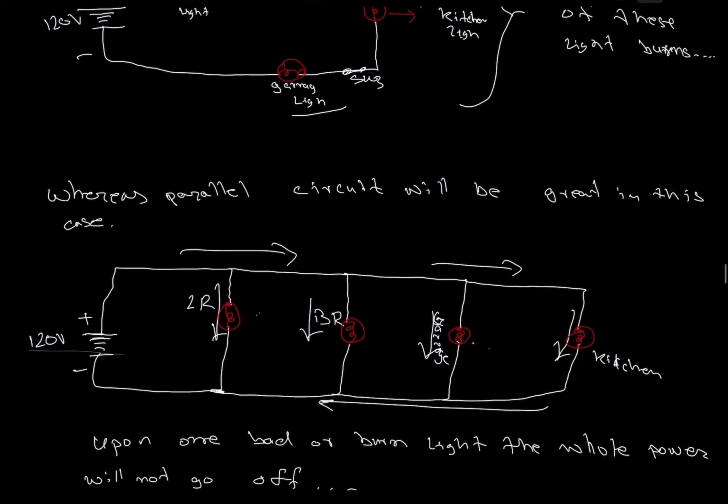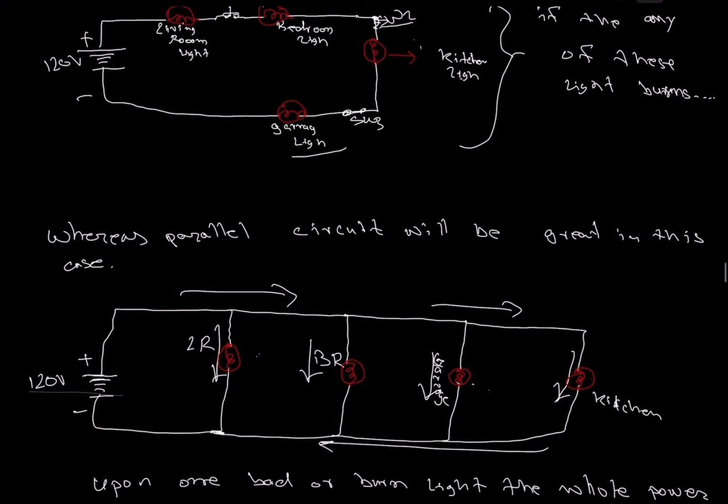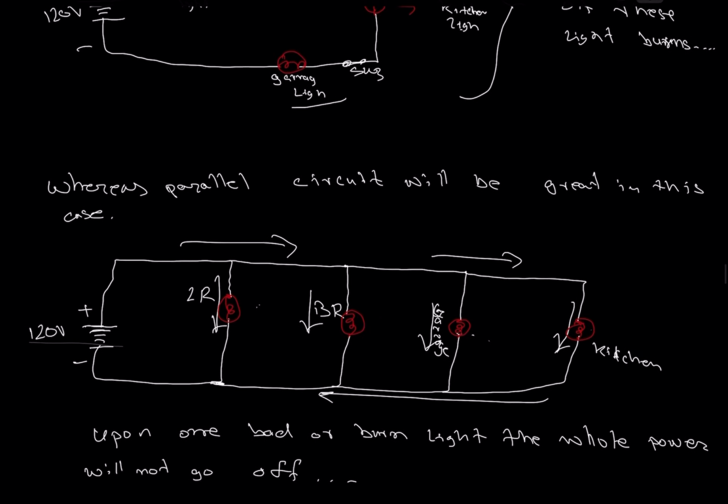That will help better. The same 120 volts goes into the four branches we have. We have a kitchen light, for example, a living room light, a bedroom light, and a garage light. If you have a switch right here for the kitchen and you turn off your living room light, you still have a light in the bedroom, in the garage, and in the kitchen.